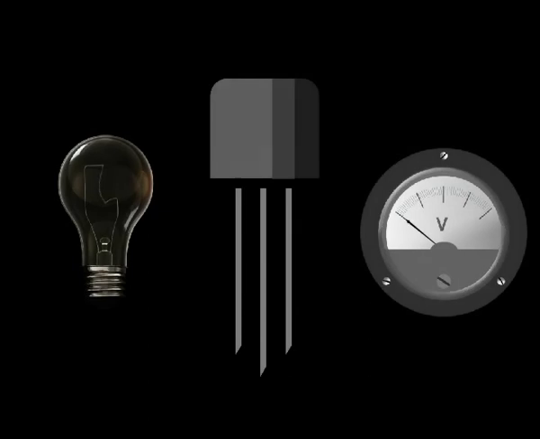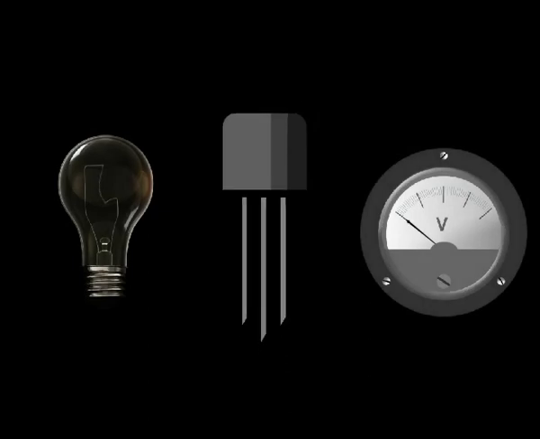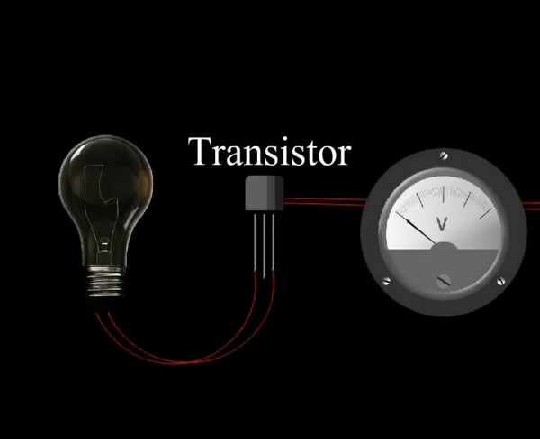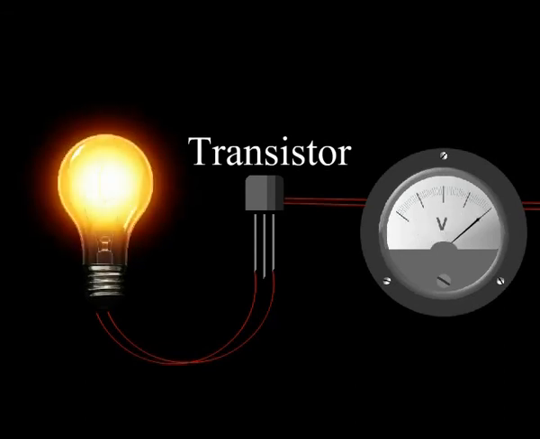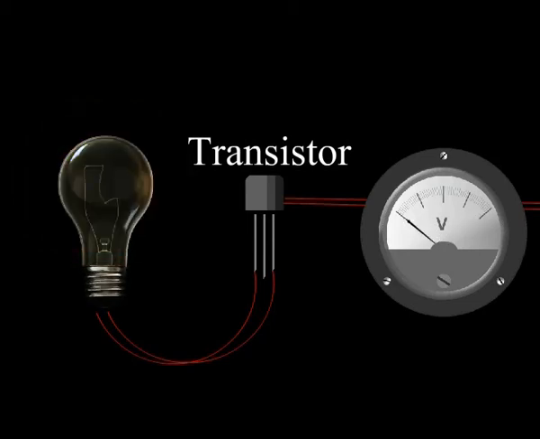Let's take one example. We know every computer has a transistor. The basic working process of a transistor is like this: a transistor with 5 volts would be considered on, while a transistor with no voltage would be considered off.